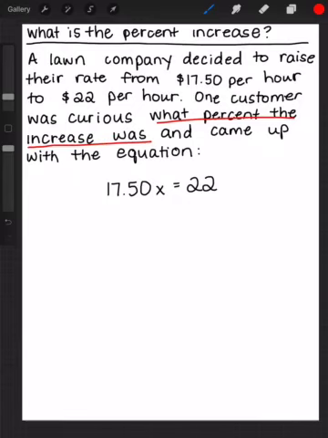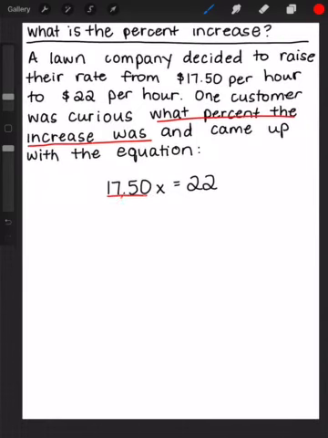For the first part of the equation, this is always going to be this way. Anytime you're trying to figure out percent change, your first part is going to be your original number, or your original cost. The company originally charged $17.50 per hour.